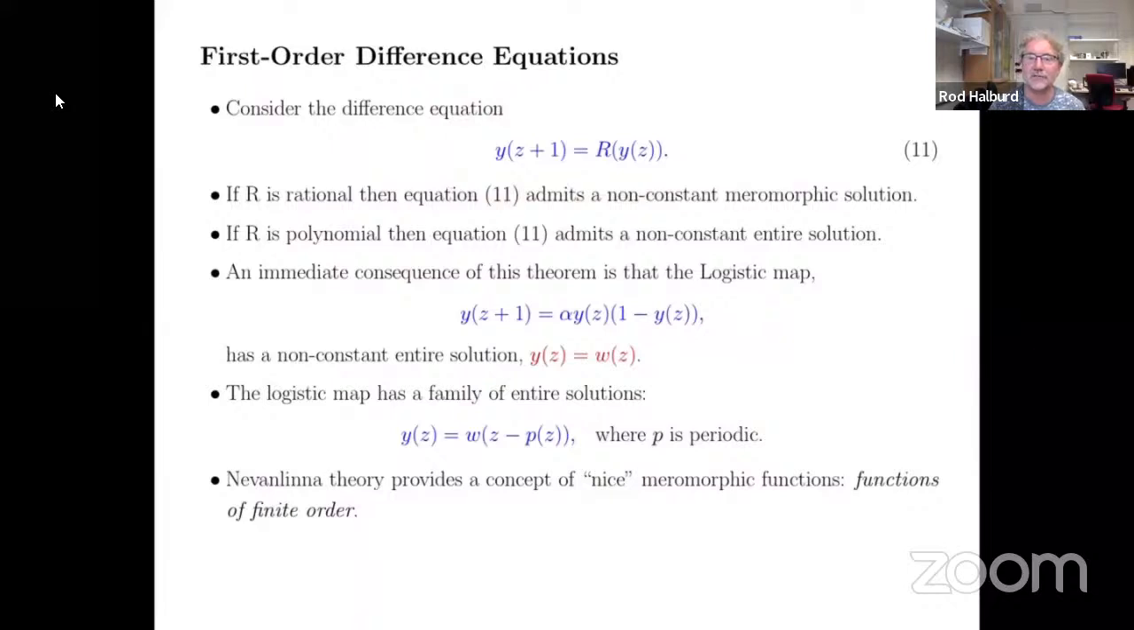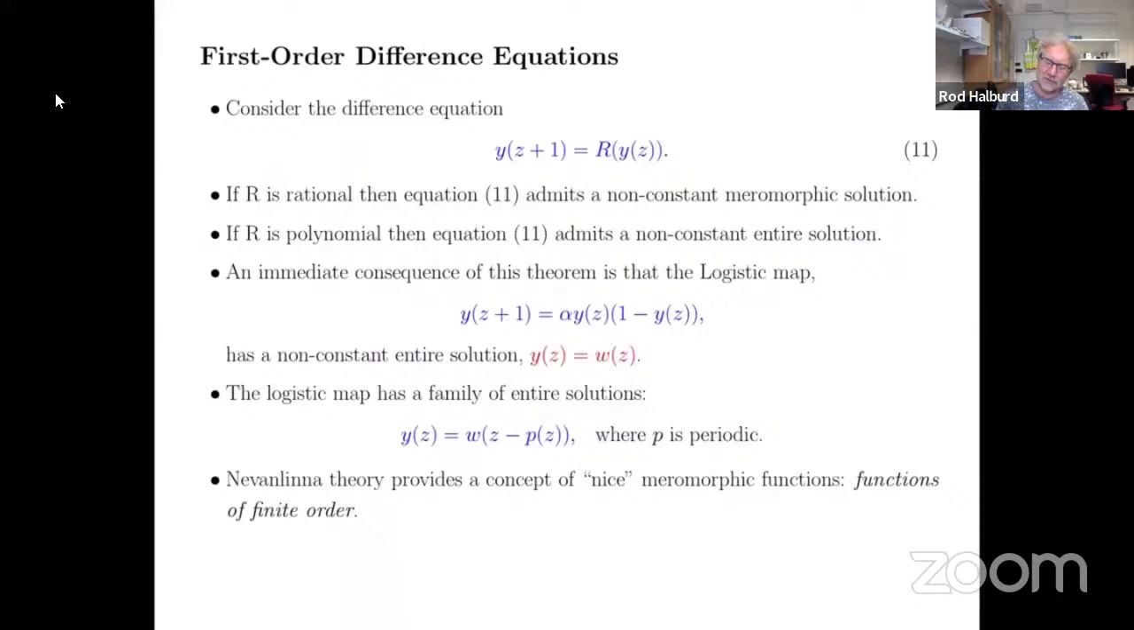Now, it's been known for a very long time that if I take an equation of this form where R is a rational function, then this equation admits a non-constant meromorphic solution. And in fact, if I take R to be a polynomial, then it admits a non-constant entire solution. This goes back to the work of Schroeder, Wittich and Julia. So in particular, even the logistic map has a non-constant entire solution, and we can even throw in an arbitrary periodic function. So the existence of lots of entire or meromorphic solutions is obviously no kind of guarantee of anything like integrability.